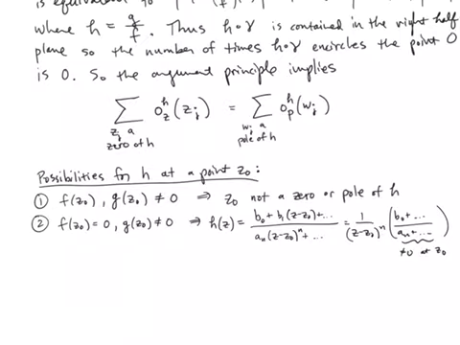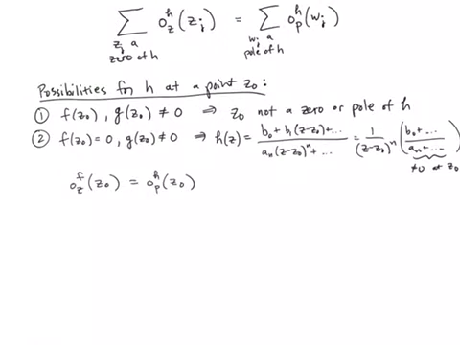So what we find is that the order of the zero of F at z naught in this case is equal to the order of the pole. So H has a pole then at z naught of that order.